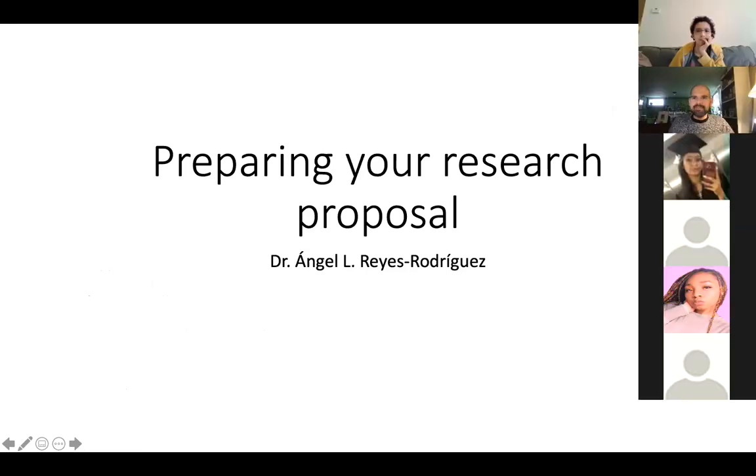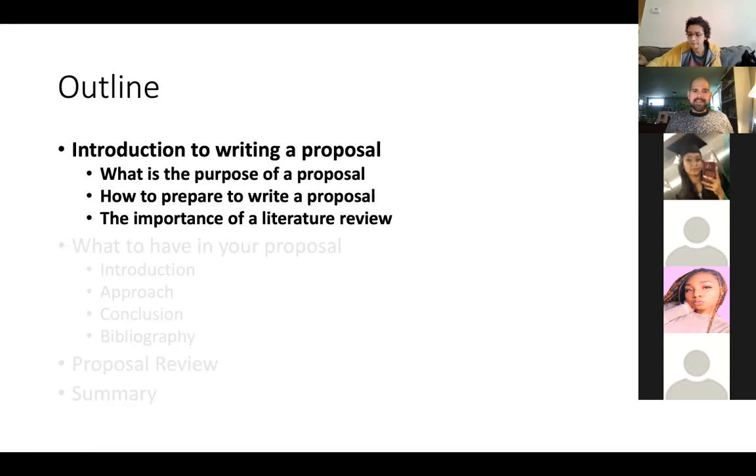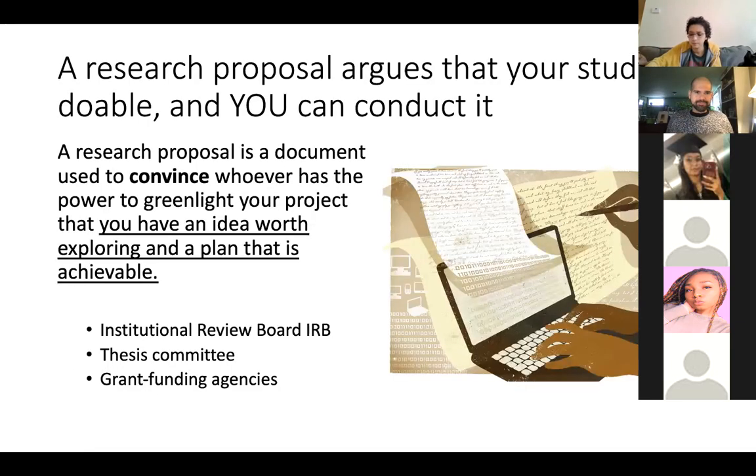So let's talk about the proposal then. I'm just going to be talking about several parts of the proposal. I want to talk about what the purpose of writing a proposal is, how to write it, how to get into the mindset of writing it, and how important it is to read the literature before you get started. Then I'm going to talk about the individual components of the research proposal and what goes in each one of them. And at the end, we're going to go through a review.